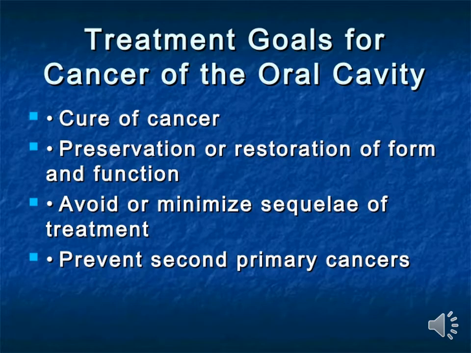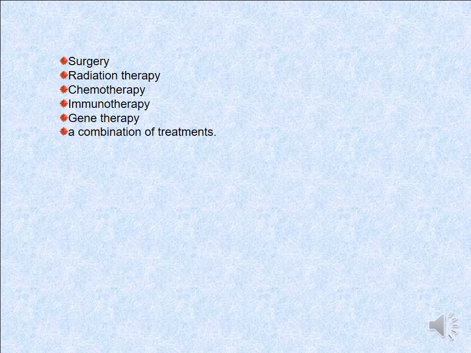For the treatment of cancer of the oral cavity, we have certain goals. First, cure of cancer, or preservation or restoration of form and function, or avoid or minimize sequelae of treatment, and lastly, prevent second primary cancers. We have many options for treatment of oral malignancy. We start first with surgery, second radiation therapy, third chemotherapy, immunotherapy, gene therapy, and lastly a combination of these treatment plans.